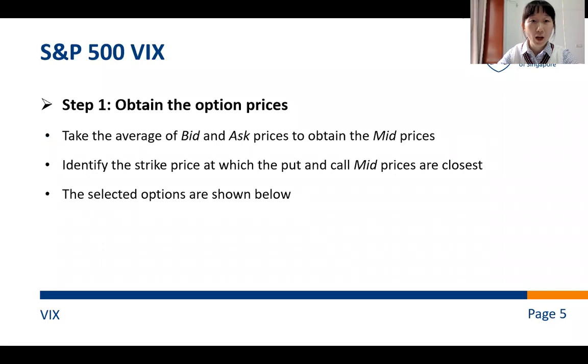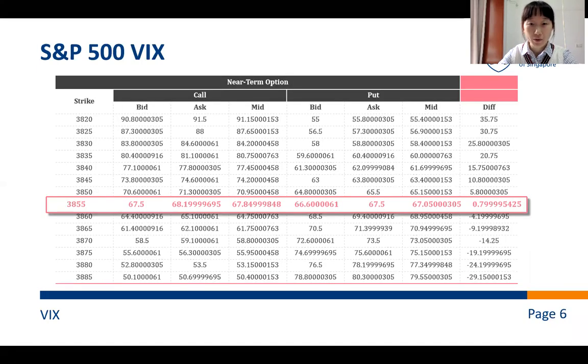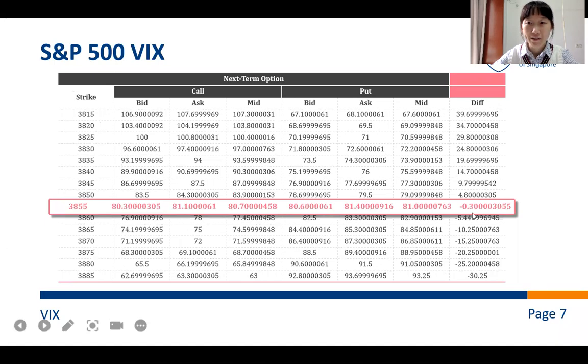Next, we take the arithmetic average of the bid and ask prices to get the mid price, serve as the option price. After that, we need to identify the strike price at which the put and call spreads have the smallest differences. The strikes we decided to choose are highlighted, and here we should also note down the numbers in the last column, which is shown here and here.